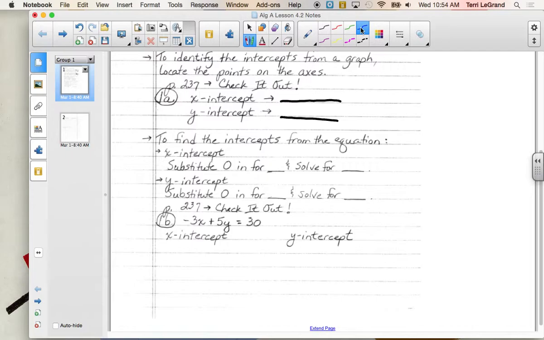Brighton? 4 and 0. No. Cameron? X-intercept, that's what I'm asking for. The x-intercept for 1a. -2. Anybody agree with Cameron that it's -2? Yeah, it's crossing the x-axis at -2. That's all you gotta look for. Where's it crossing the x-axis at?